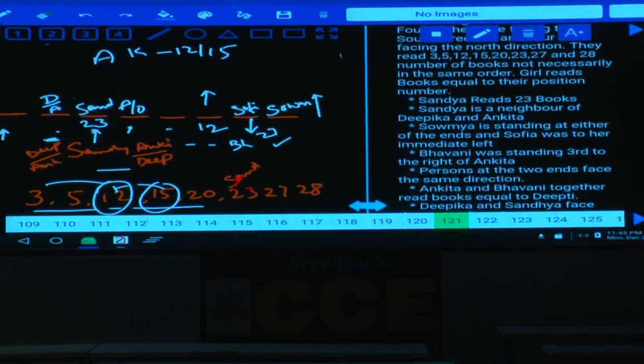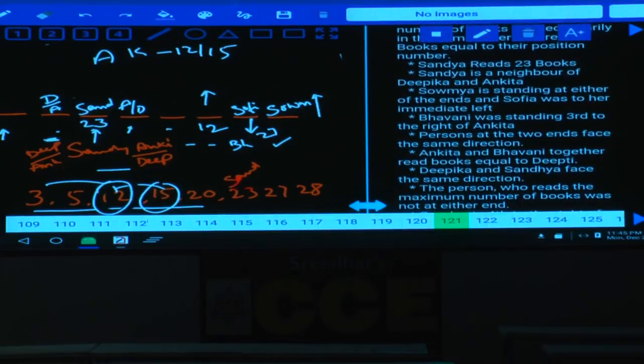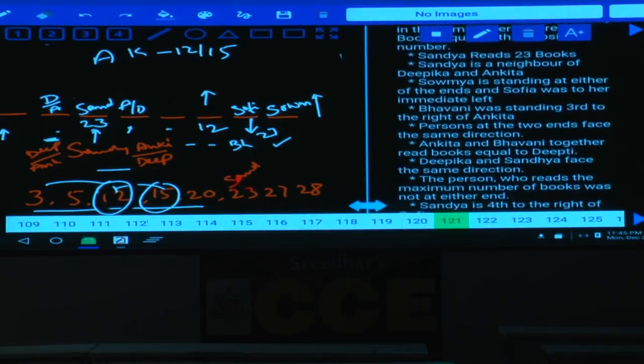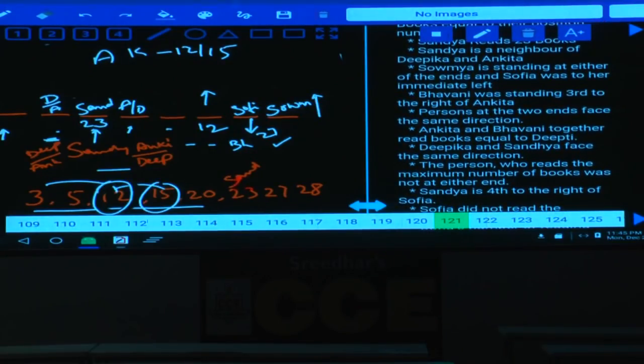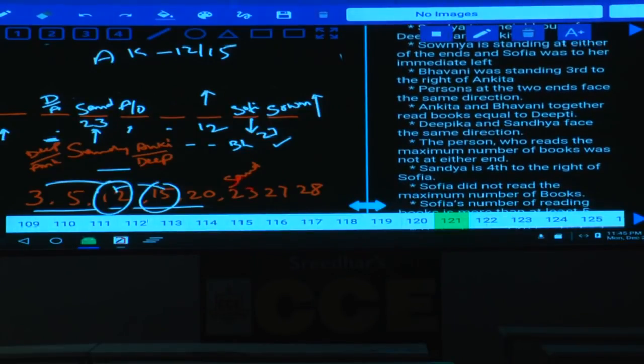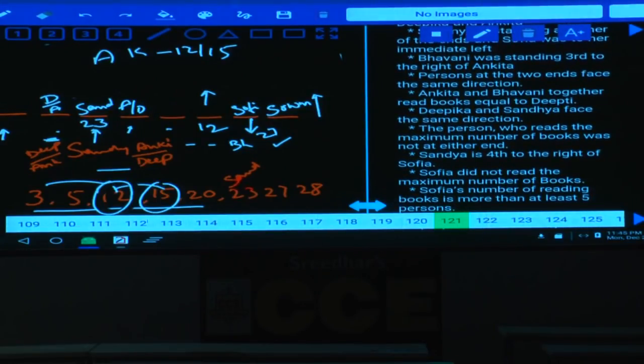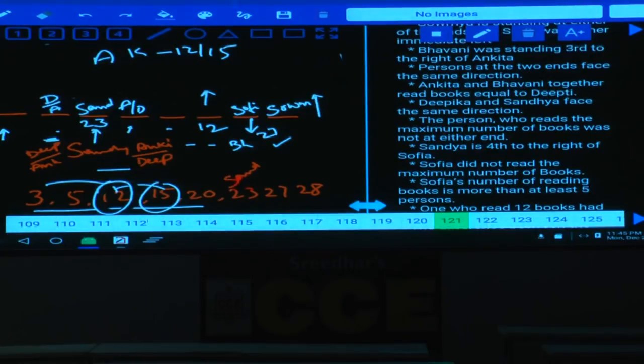Now Sanjay reads 23. Sanjay is a neighbor of Deepika and Ankita. Next one, Soumya is standing at either end of the row. Sophia was to her immediate left. Bhavani was standing third to the right of Ankita. Now, if Ankita is here, can you take Bhavani at this place? That is one possibility. If we fix Bhavani here, Ankita will be here.